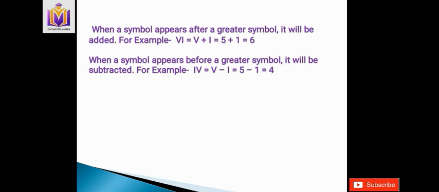On the other hand, if the smaller symbol is on the left side, like this, I and V, where I stands for 1 and V stands for 5, then the smaller number is on the left-hand side, so we will subtract. V minus I, that is 5 minus 1, becomes 4. So this is the rule: whenever a smaller number is on the right, we add, and whenever the smaller number is on the left, we subtract. So 6 in Roman numerals we write as VI, and 4 we write as IV.